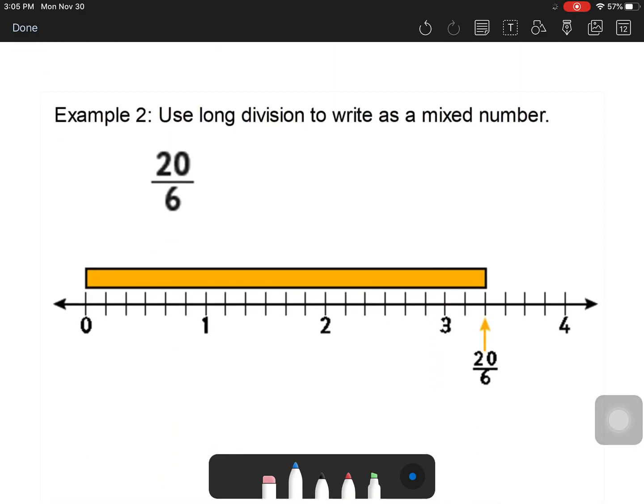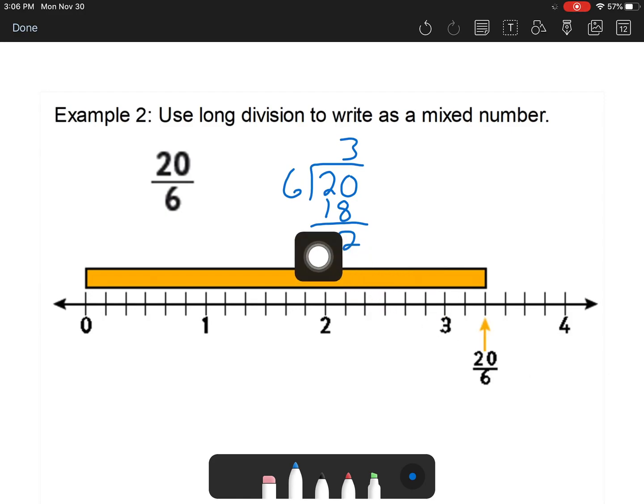Example 2, use long division to write as a mixed number. So here we're just going to jump right to our long division, 20 divided by 6. And how many times can 6 go into 20? That would be 3 times. 3 times 6 is 18. So we have 2 left over. So we get 2, and then again our remainder, we put that over the divisor, which is our denominator. So we get 3 and 2/6. 3 and 2/6 is our mixed number, which is equivalent to 20/6.